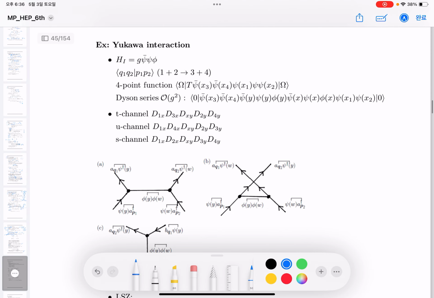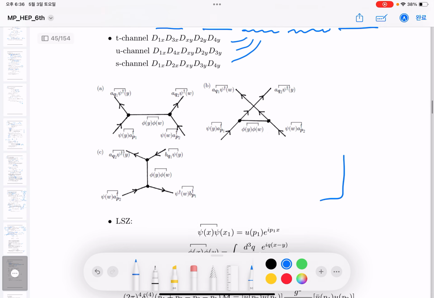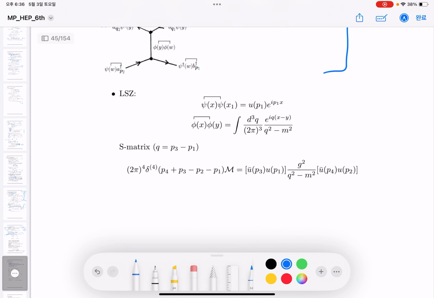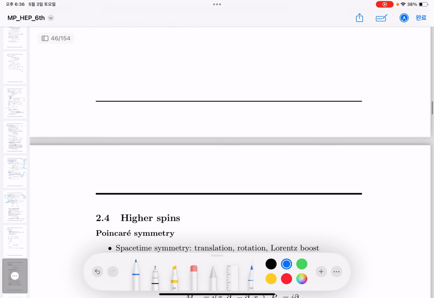Also, there are similar examples for the Yukawa interaction. If the theory is given by the coupling between one scalar field and two fermion fields, and if we consider 4-point correlation functions at order g-squared, then there are four external fields, and because there are two fermion fields and one phi in the Yukawa interaction at order g-squared, we get such a form. And if we consider all the possible contractions between them, then this gives the s, t, u channels, and we can draw the Feynman diagrams corresponding to that.